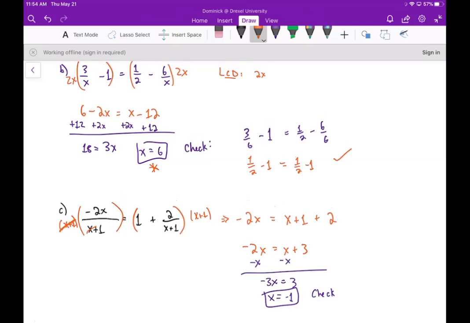Okay, so if we check this, I'm going to get a positive 2, right? Negative 2 times negative 1 is a 2 over a 0 again. So that's no good. So as soon as I see that, I know I can throw this answer out, and we get no solution. Okay, so that's no solution.